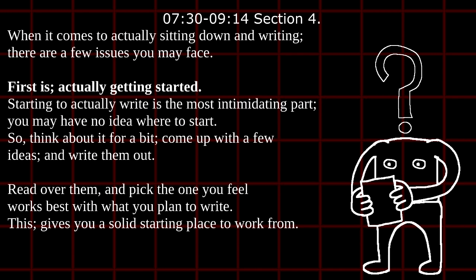And with that, now to move on to section 4, your approach to writing. When it comes to actually sitting down and writing, there are a few issues you may face. First is actually getting started. Starting to actually write is the most intimidating part. You may have no idea where to start. So, think about it for a bit, come up with a few ideas and write them out. Read over them and pick the one you feel works best with what you plan to write. This gives you a solid starting place to work from.